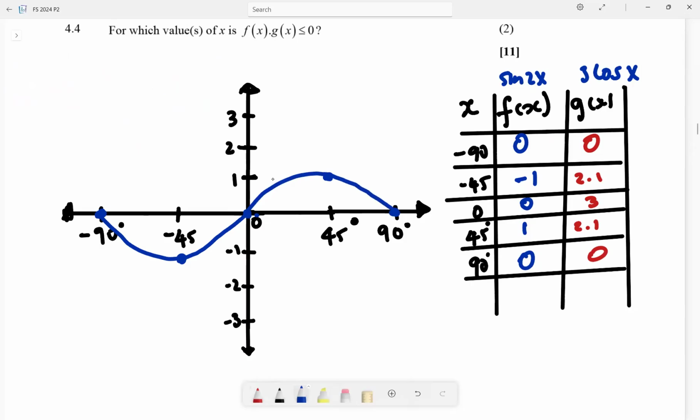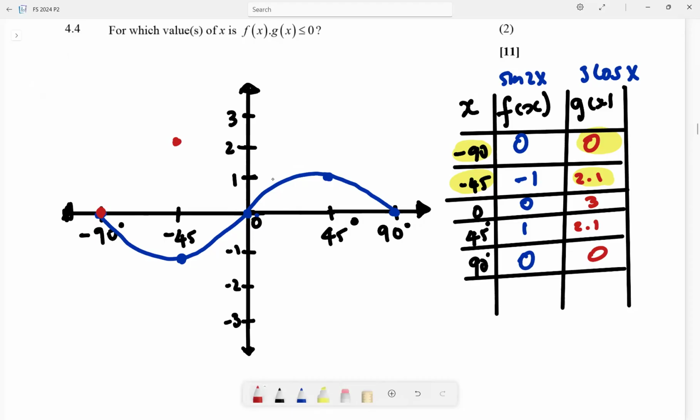Just like that, I've tried. Then I come to what? To negative 90 and 0. I'm plotting the g of x now. Okay? Negative 90 and 0. There. Negative 45, 2.1. Negative 45, 2.1. Somewhere a little bit above 2.